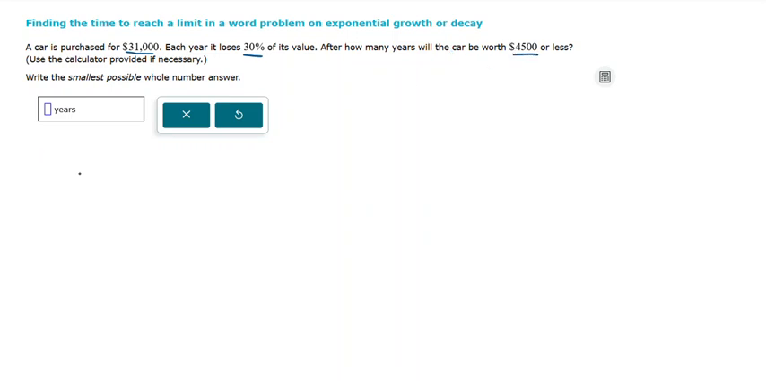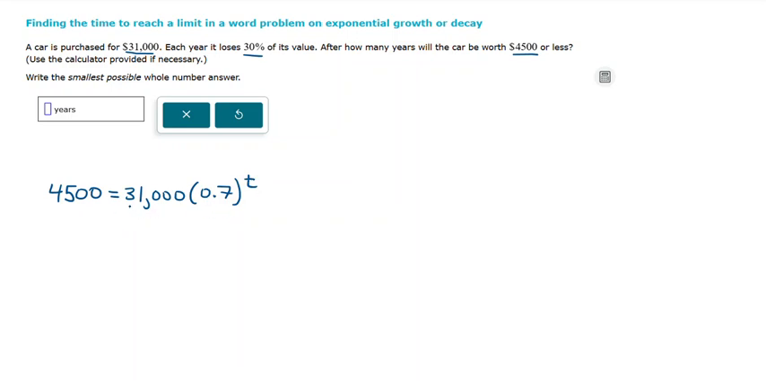First, we're going to use an equation. So I want to know after how many years the amount will be 4,500. So 4,500 is equal to the principal amount, which is 31,000. And then each year it's losing 30% of its value. So that means it's retaining 70% of its value, or 1 minus 30% is 70%. So this is going to be 0.7. And then t is the number of years, which I need to find.